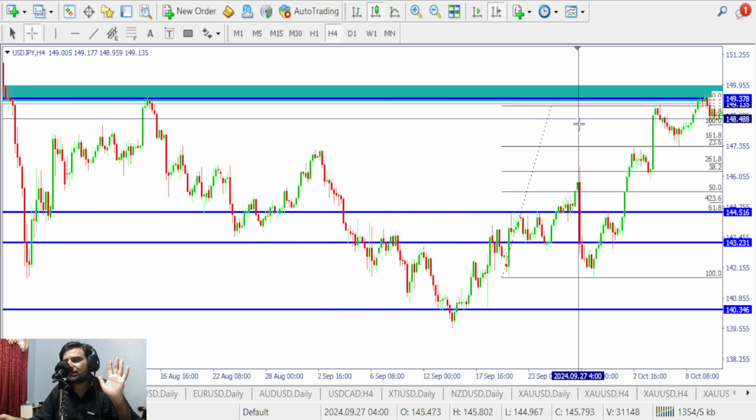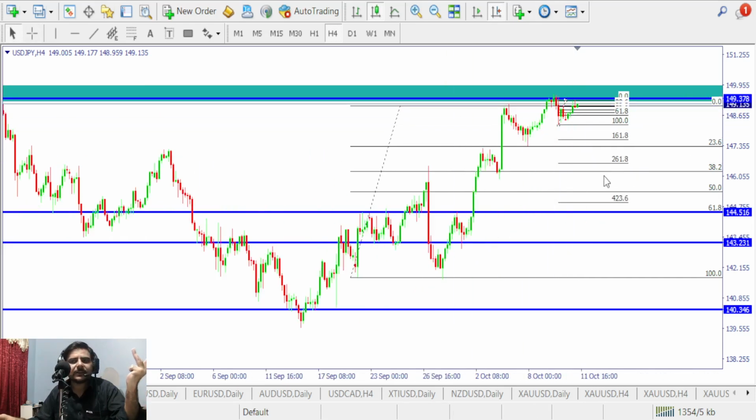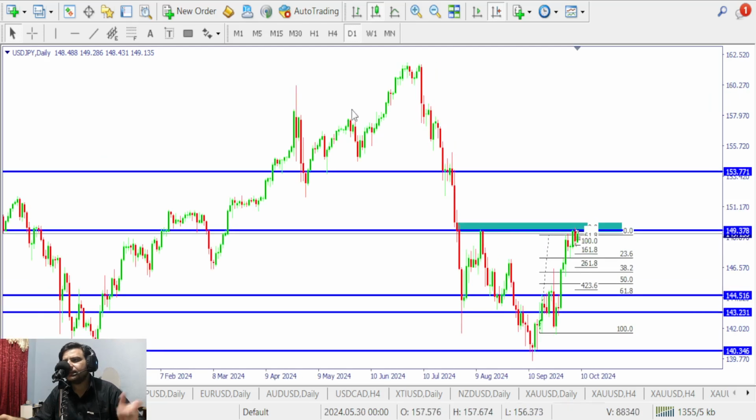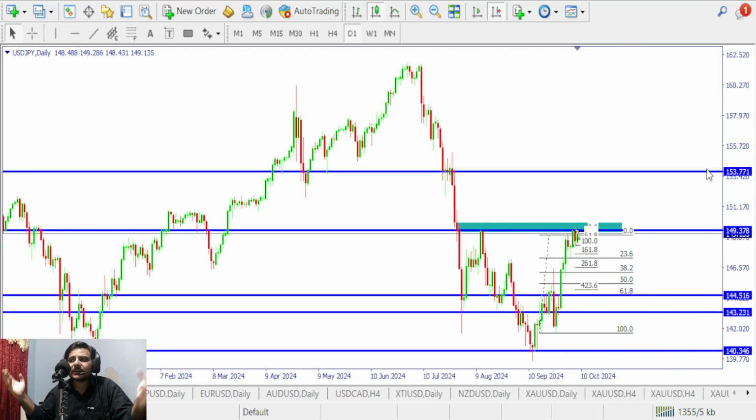So let's see, intraday still will be bearish. Otherwise, let's see if the market gives me a breakout, then I'm already having a bullish opinion towards 153. Now you will be confused, that hey Aftab, you are saying the market is going to drop. Remember my friends, this is a strategy, right?